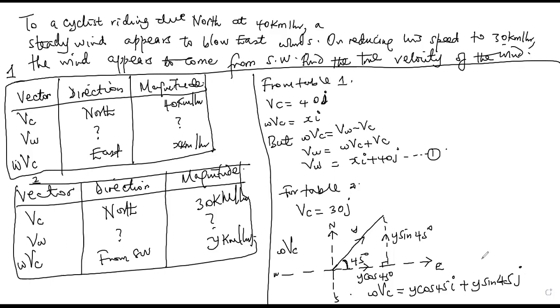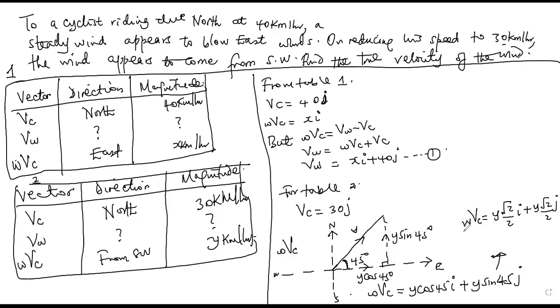Right. So looking at all this, we can get an equation from here. We can get an equation from here. Let me write it here. Velocity of wind relative to the cyclist is going to be y cos 45, that is √2/2 i, plus y √2/2 j.